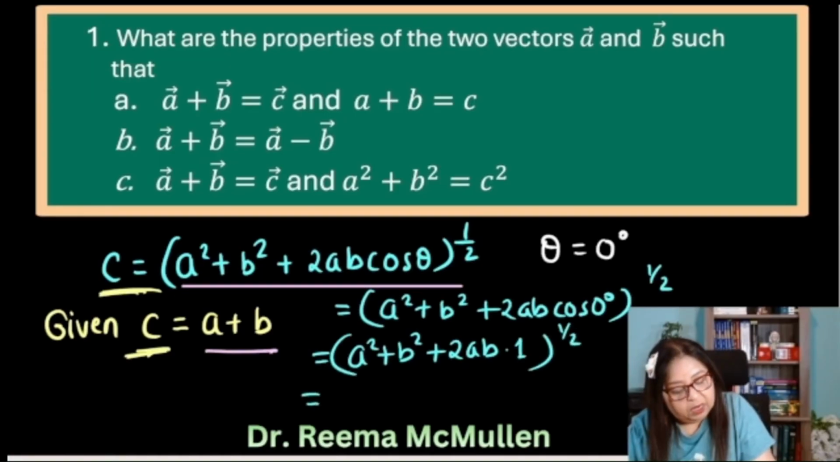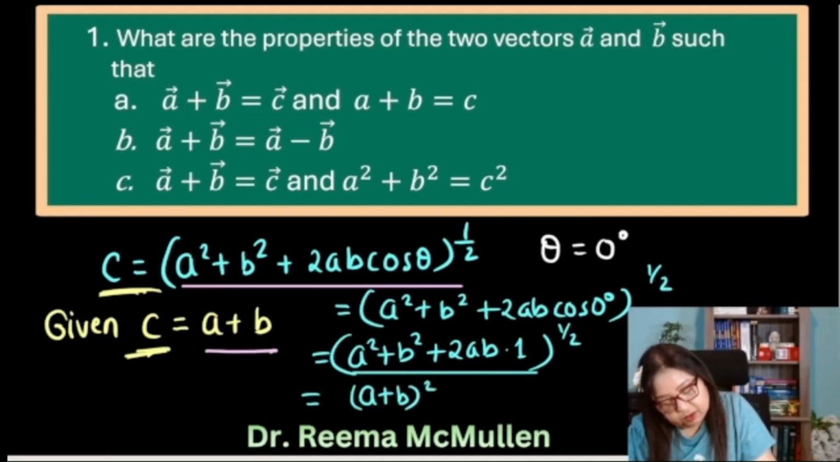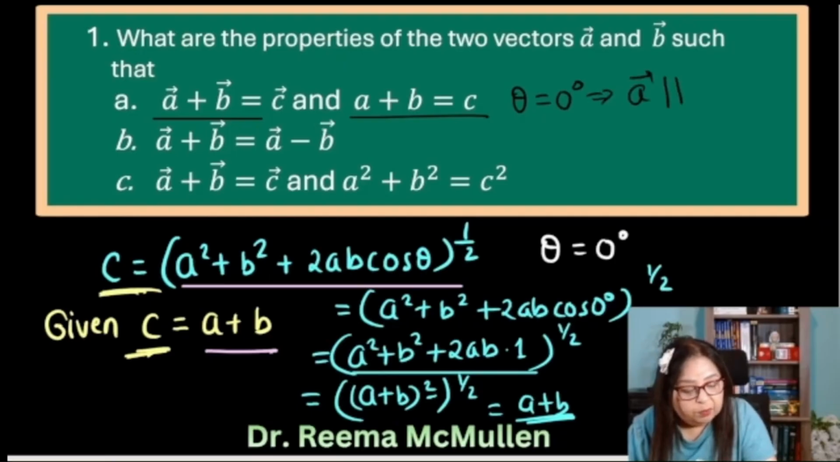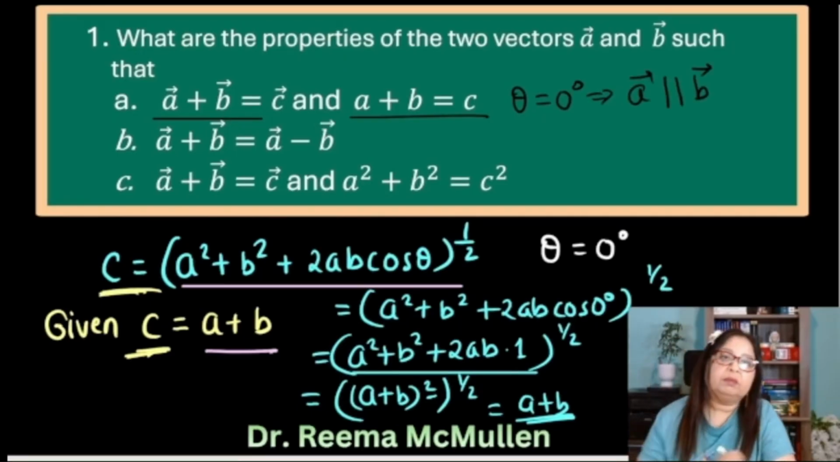What does this give us? Now this a squared plus b squared plus 2ab is nothing but a plus b squared. Now there's another square root outside, so the square root cancels out this 2. And what are you left with? A plus b. So that means this condition is met when theta is equal to 0 degrees. This implies vector A is parallel to vector B.